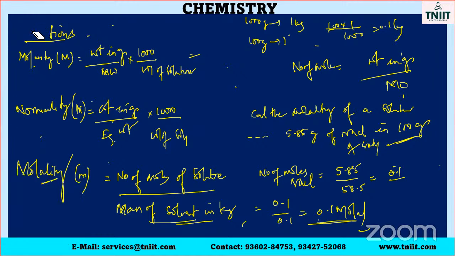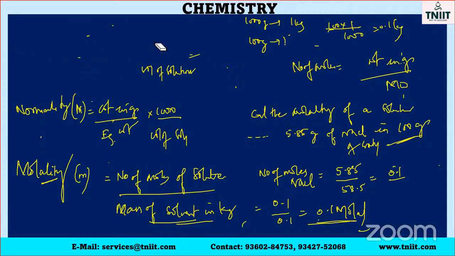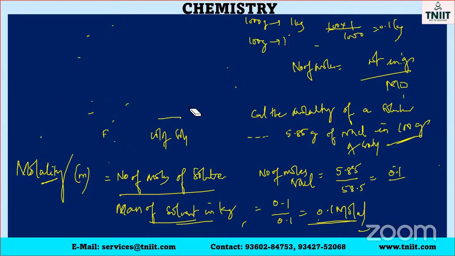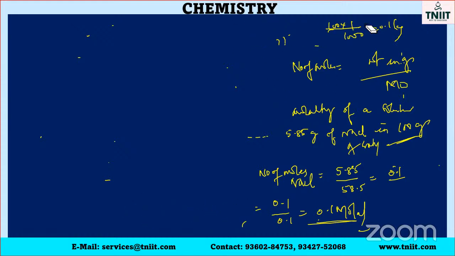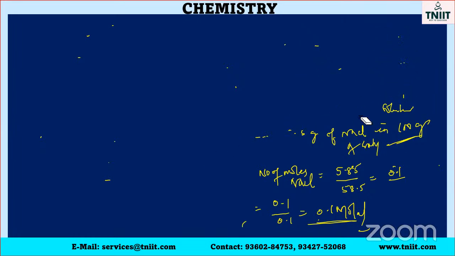Now, an important way of expressing concentration in the chapter solutions is mole fraction. Mole fraction is defined as the ratio of the number of moles of a particular component divided by the total number of moles. I told you how to calculate the number of moles: it is the weight in grams divided by the molecular mass.